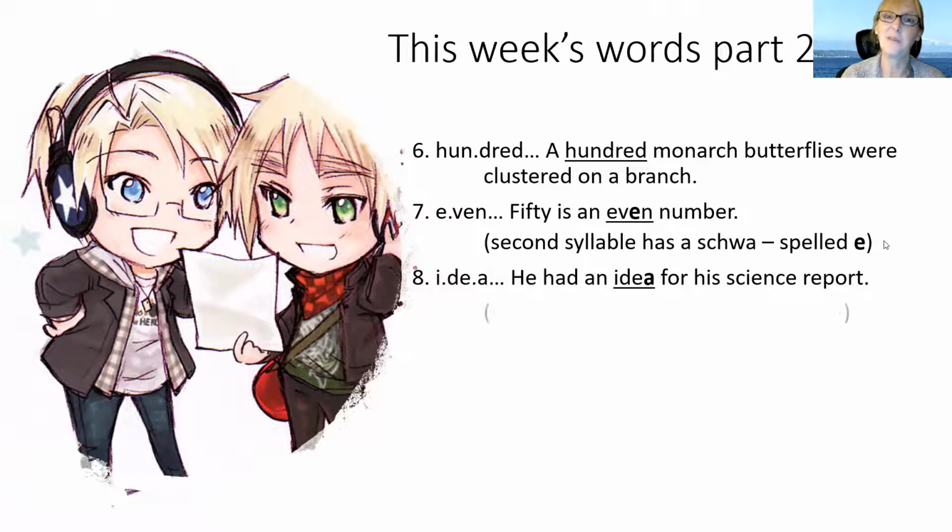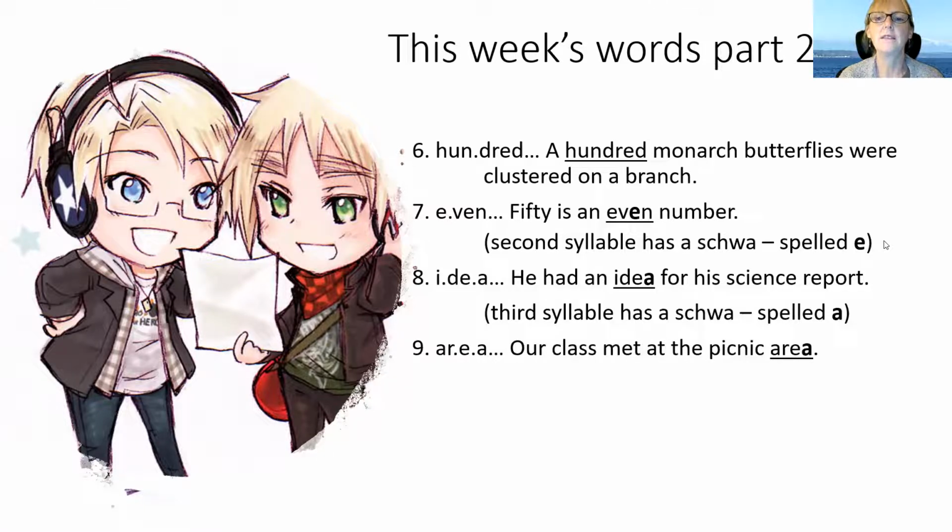Now that one we pretty much all say the schwa. It's in the third syllable and it's spelled with an A. Area. Our class met at the picnic area. Area is again a schwa in the third syllable spelled with the letter A.